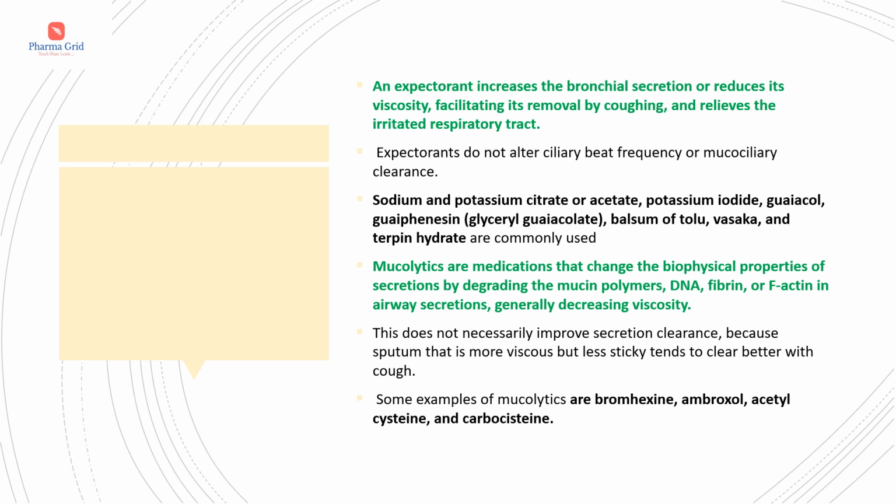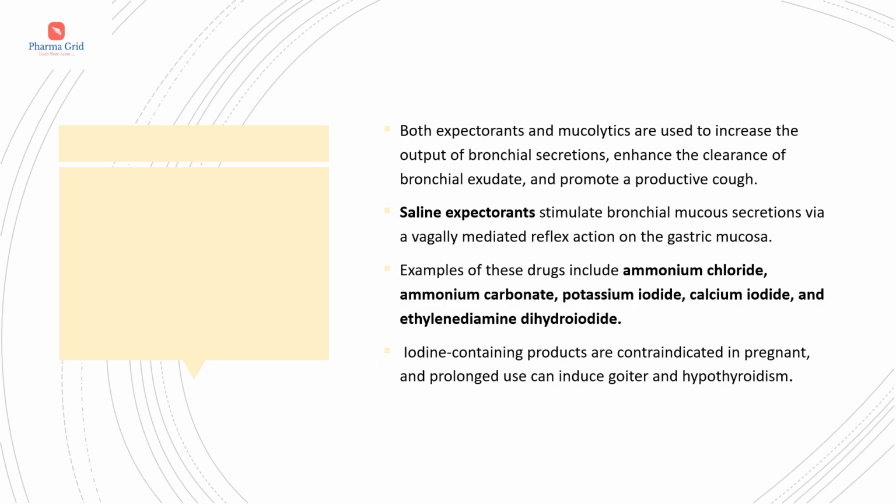So examples of expectorants include sodium and potassium citrate, potassium iodide, guaiacol, guaifenesin, balsam of tolu, vasaka, terpene hydrate, etc. And examples of mucolytics include bromhexine, ambroxol, acetylcysteine and carbocysteine. Both expectorants and mucolytics are used to increase the output of bronchial secretions, enhance the clearance of bronchial exudate and promote a productive cough.